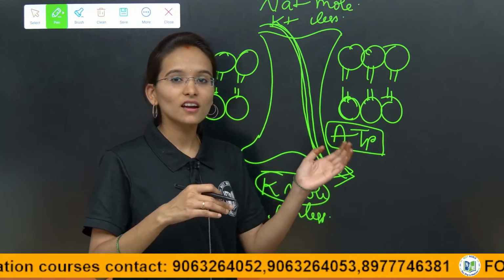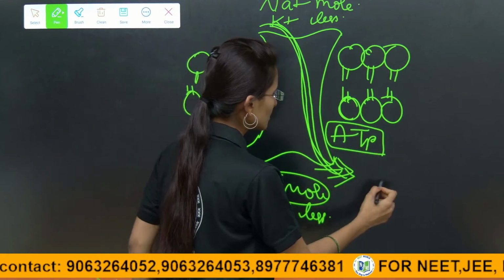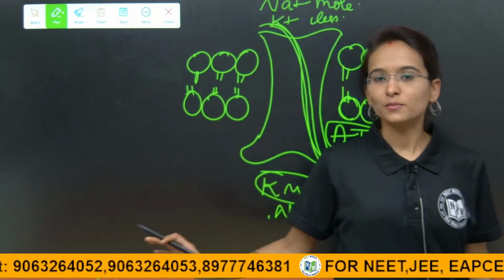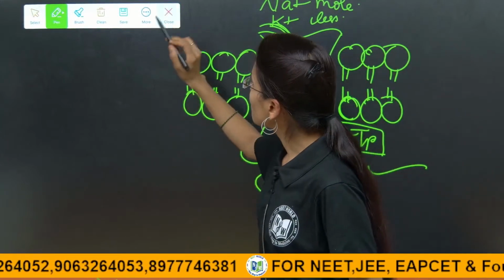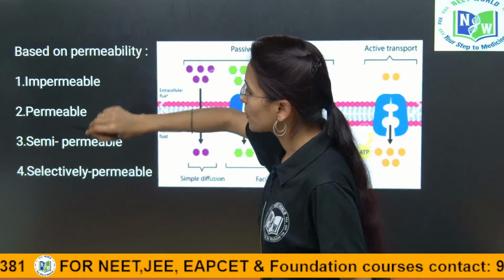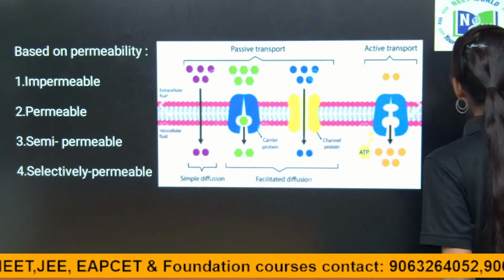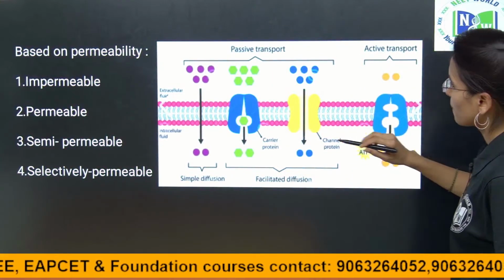That may be either higher to lower or lower to higher. This is about active transport. Till now we have completed just the transport mechanisms, that is active and passive. Now we are going to look into the picture. Yes, this is a clear picture. Through this you can understand clearly.